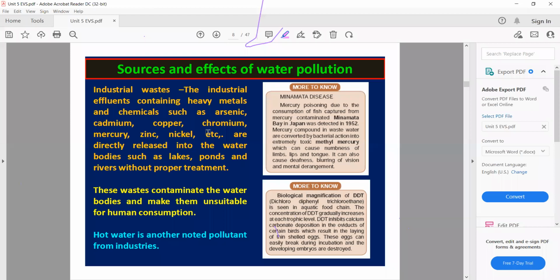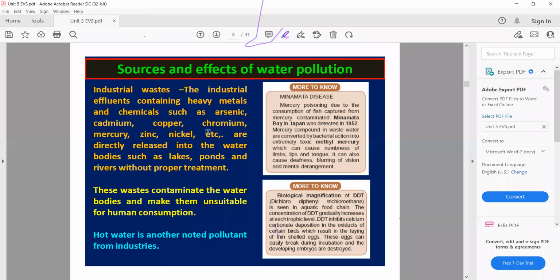Next, we have the sources and effects of water pollution. These sources can come for a long answer type question. Okay. Industrial waste: the industrial effluents containing heavy metals and chemicals such as arsenic, cadmium, copper, chromium, mercury, zinc, nickel, etc. are directly released into water bodies such as lakes, ponds, and rivers without proper treatment.